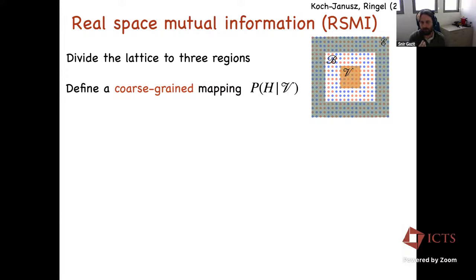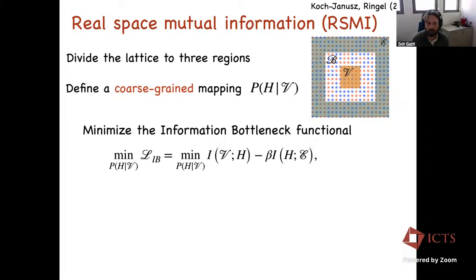In order to find the most relevant operators, we would like to minimize the following functional. Let me try to explain. The functional is a sum of two terms. The first term is the mutual information between the local environment V and H. What this term does is compress the information, or basically take the simplest operator possible.